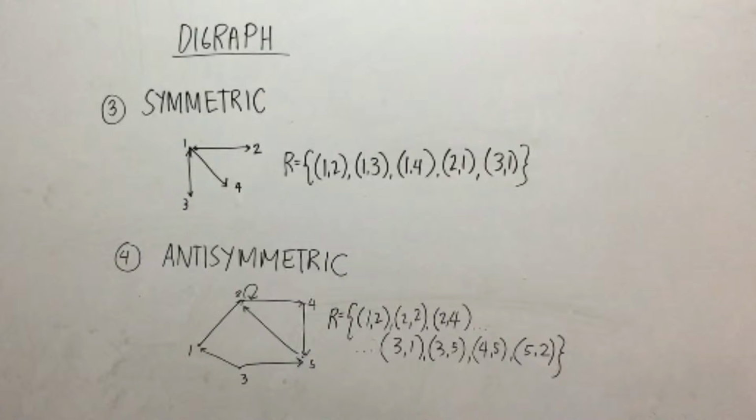Example 4 shows the pair 1 and 2, so an arrow from 1 to 2 is formed. Next pair is 2 and 2, so an arrow is circling number 2. Next pair is 2 and 4, so an arrow from 2 to 4 is formed. Next pair is 3 and 1, so an arrow from 3 to 1 is formed. Next pair is 3 and 5, so an arrow from 3 to 5 is formed. Next pair is 4 and 5, so an arrow from 4 to 5 is formed. Lastly, the pair is 5 and 2, so an arrow from 5 to 2 is formed.